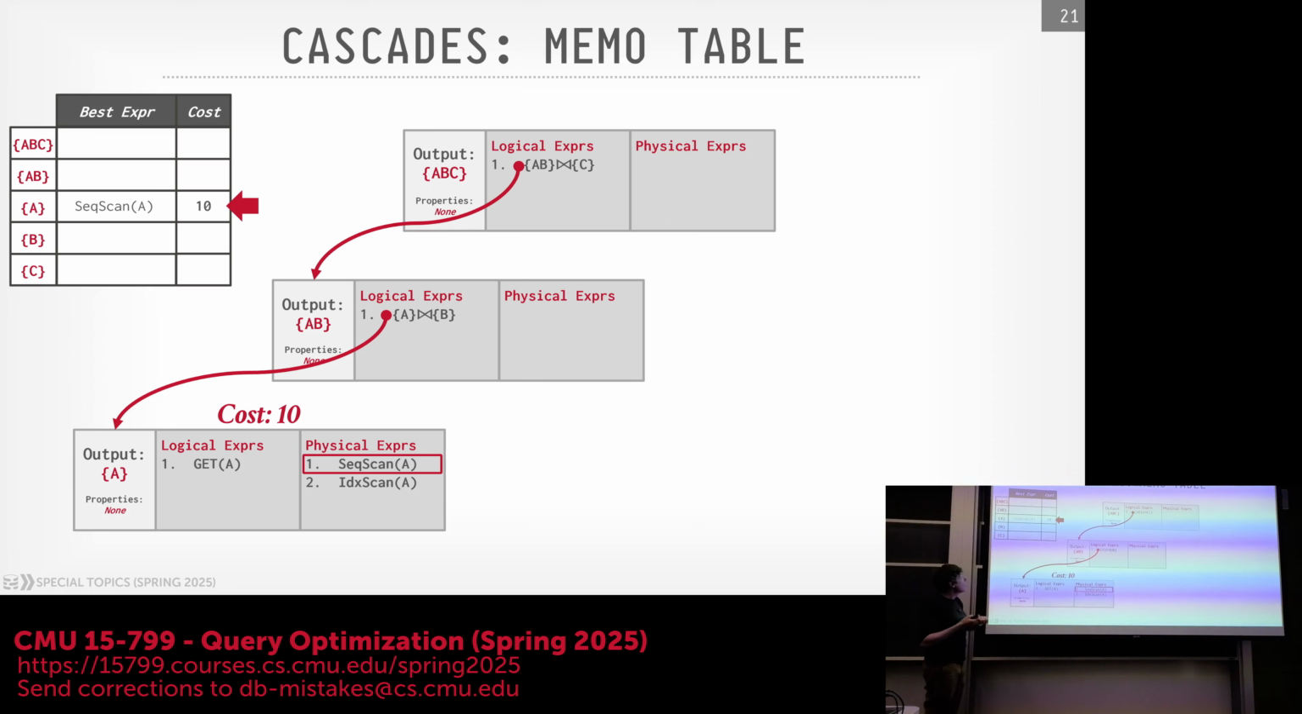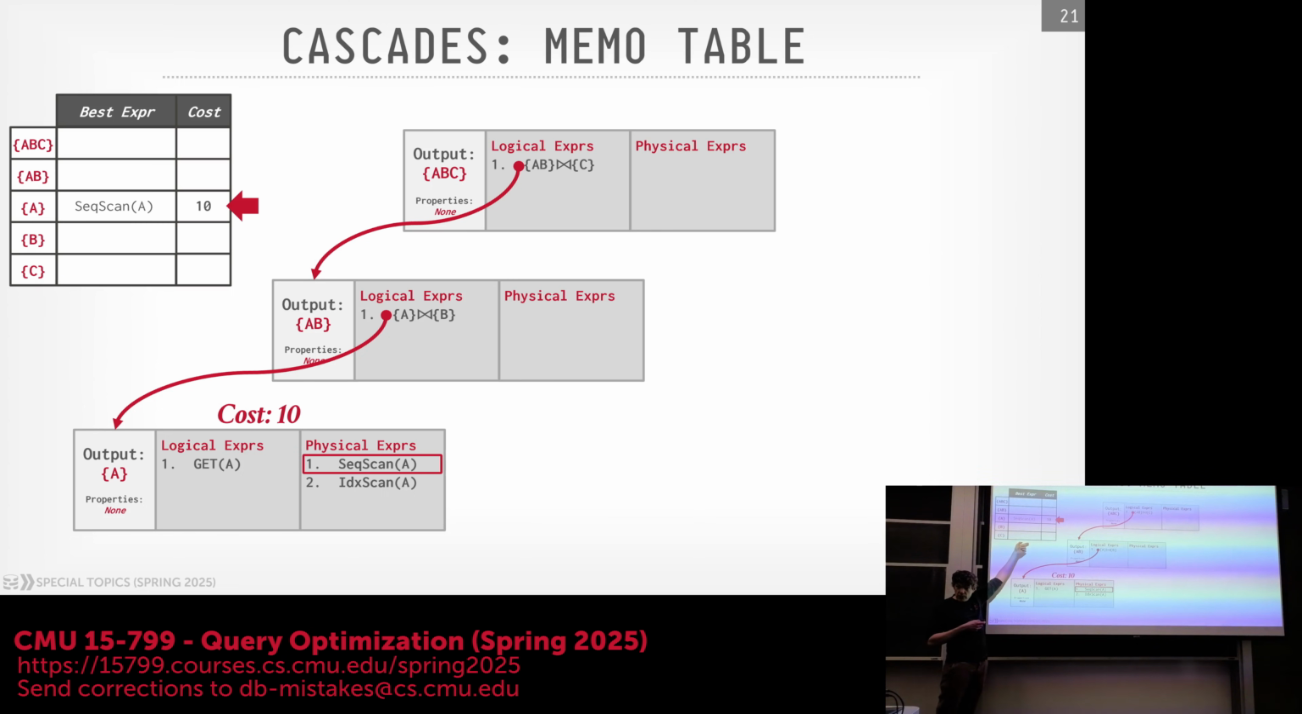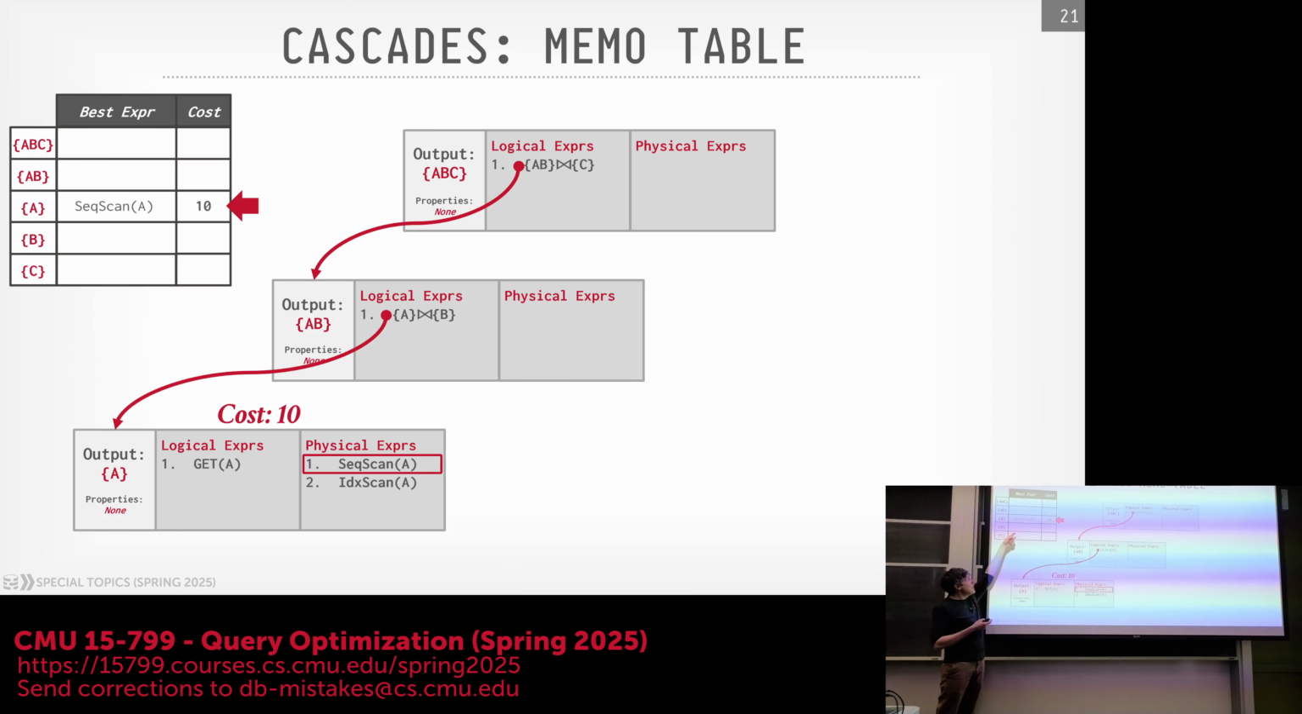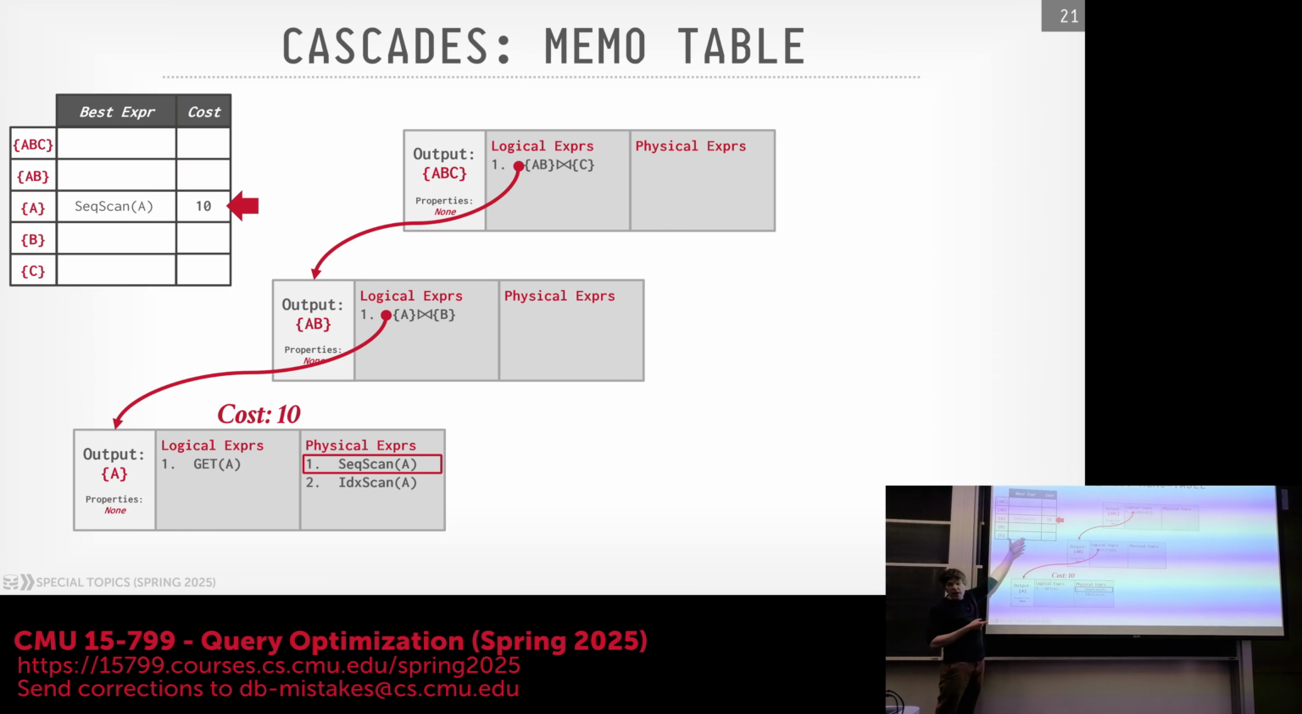Just assume it's 10. Now in my memo table for group A, as we see in the first column, I'm going to keep track of the best physical expression that generated the data I need to produce the output that this group is required to generate. I'm going to keep track that I chose the sequential scan and it has a cost of 10.